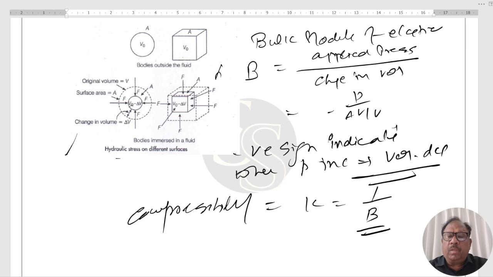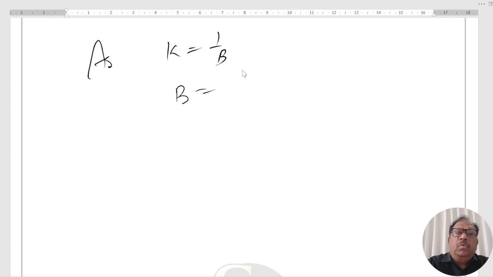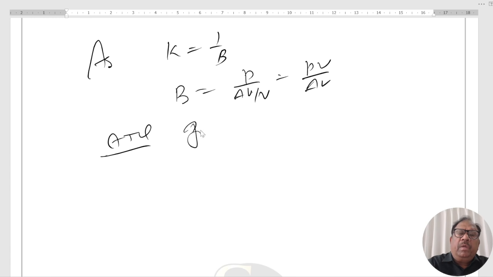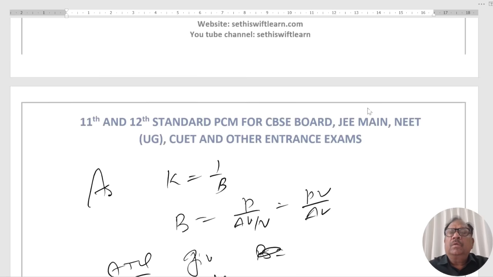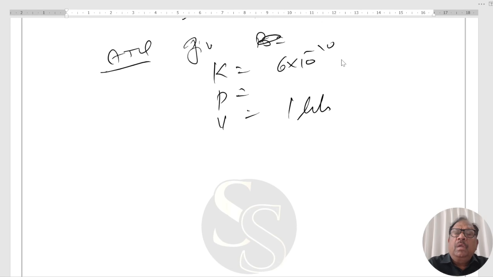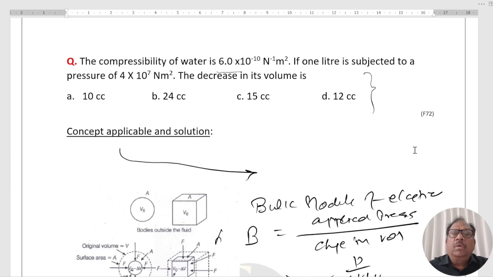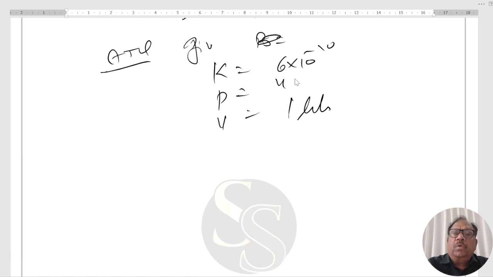Now, let's start with the solution. As we know, K equal to 1 by B and B equal to P upon delta V upon V, that is P V equal to delta V. According to the question, compressibility is given, pressure is given, volume is given, 1 liter. K is 6 into 10 to the minus 10 SI unit, and P is 4 into 10 to the power 7 SI unit.